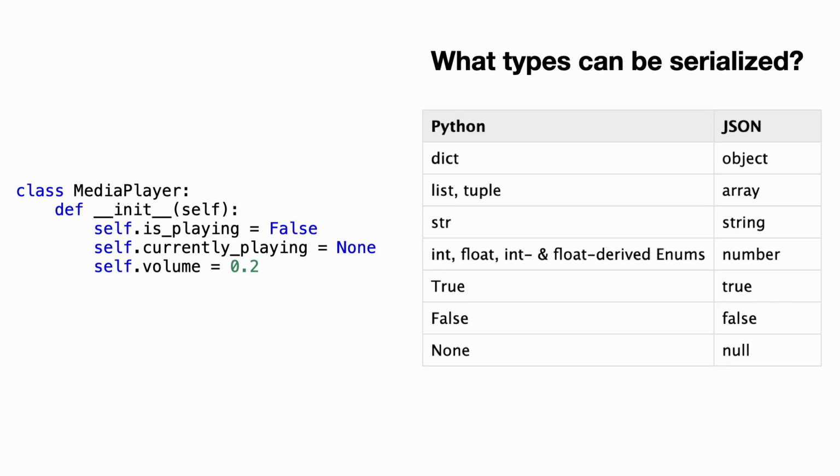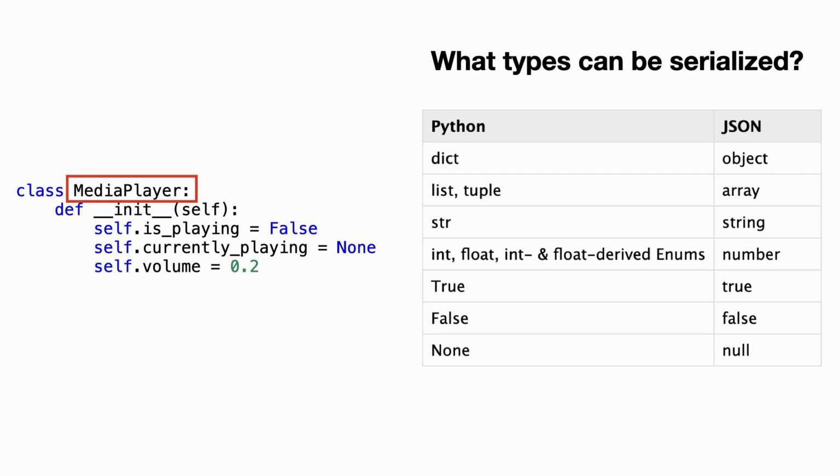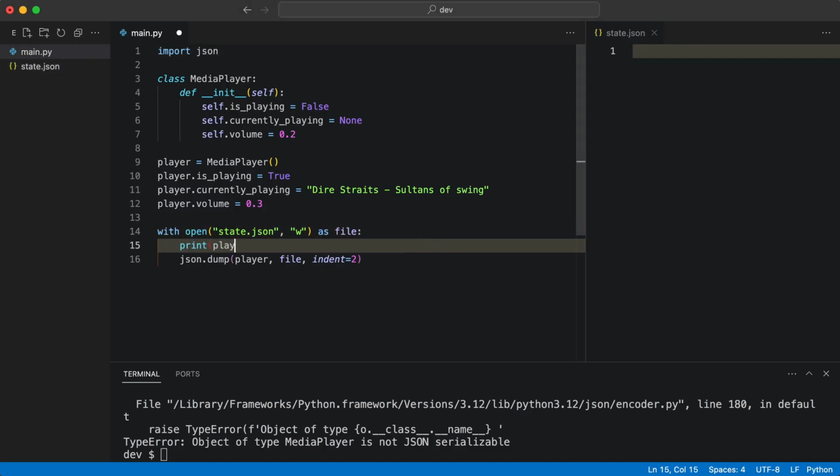Now look at this list. These types are serializable by the JSON module. And although the Media Player consists of these simple attributes, they are grouped in an object with type Media Player. What is needed is that the attributes are packed in a dictionary. And lucky for us, class attributes can be retrieved as a dictionary. Class instances expose their attributes through the dunder dict attribute.